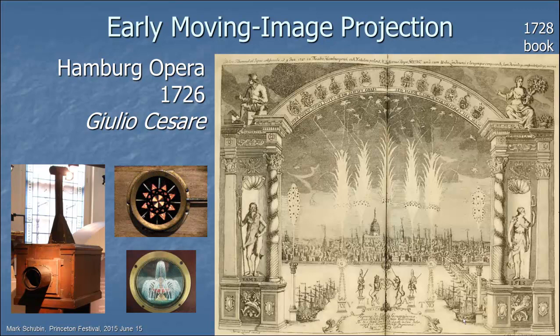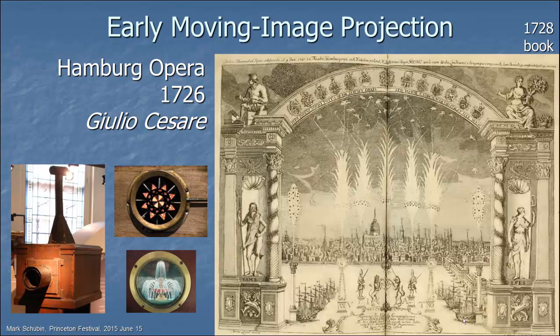This is an image from a 1728 book about a production of Giulio Cesare at the Hamburg Opera in 1726. So that's 60 years before Figaro opened. And there's moving image projection. You can see an image of the skyline of London and then some fireworks, and all of that was projected.